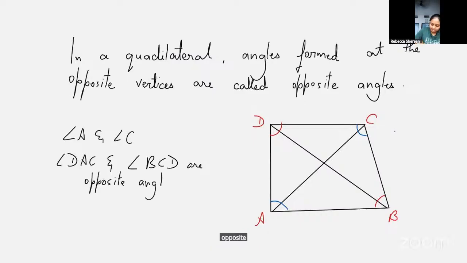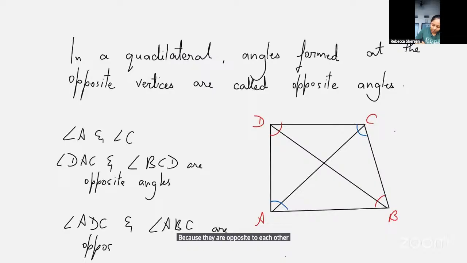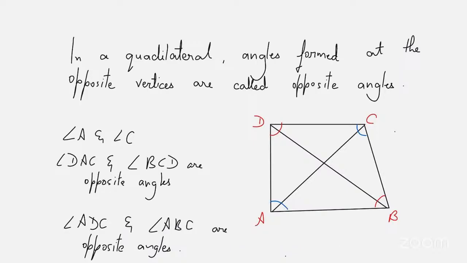Opposite angles also, angle ADC. ADC means angle D and angle ABC are also opposite angles because they are opposite to each other. Just mark this in your diagram.